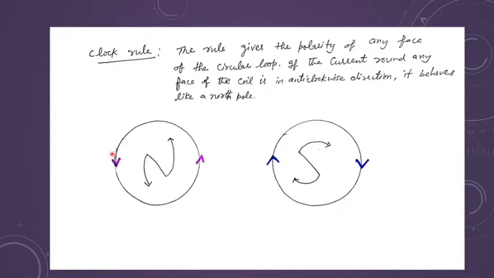Because this anti-clockwise direction which is giving you the north pole will become clockwise if you see from the other side, and this N will appear like S. So these are simply the two sides of a coin, as you can see by performing this activity yourself.